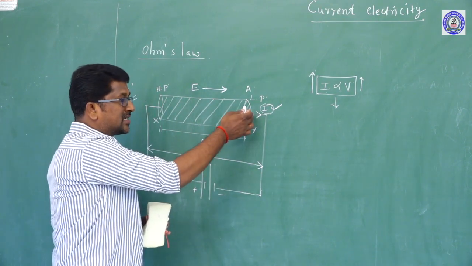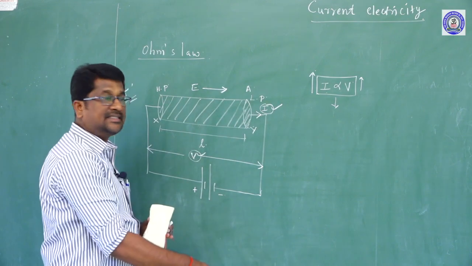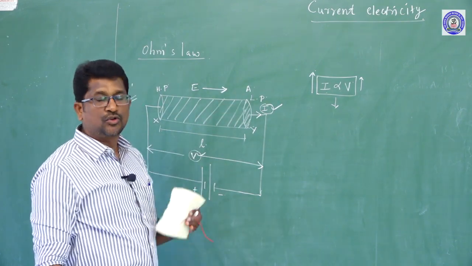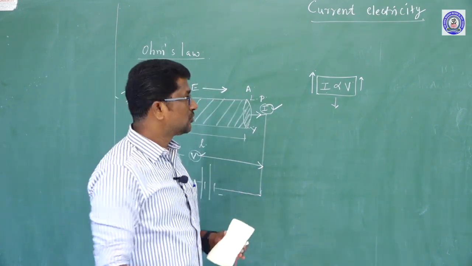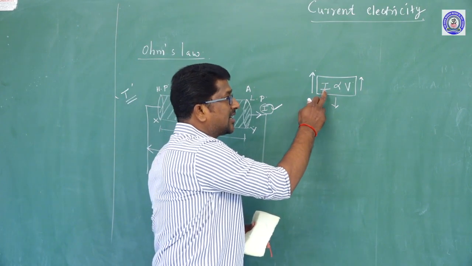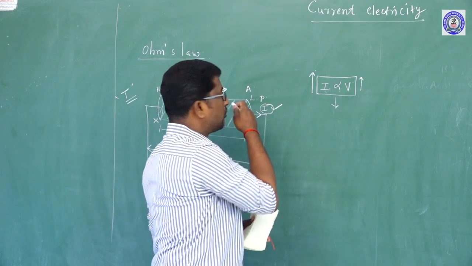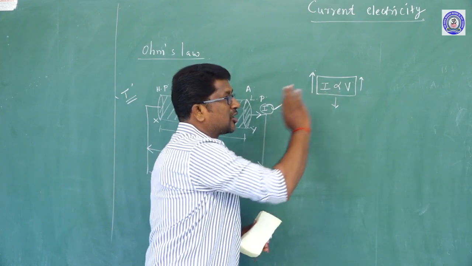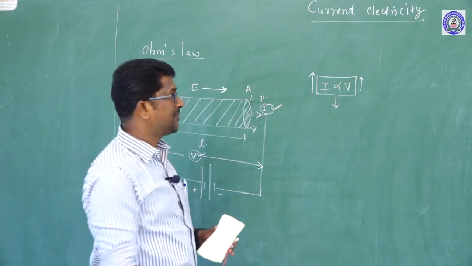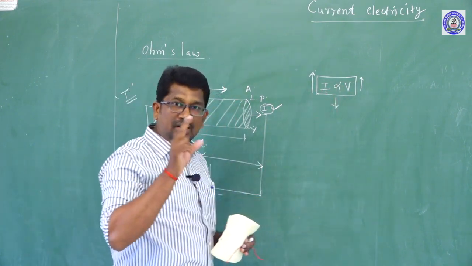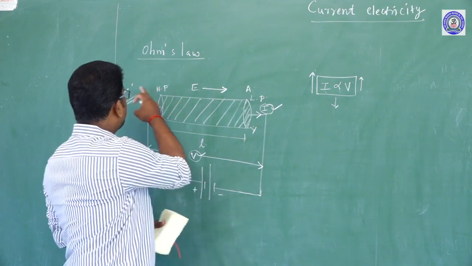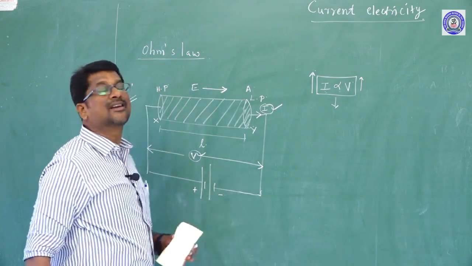If the potential difference applied between the ends is decreased, the magnitude of electric current flowing through the metallic wire also decreases. So, that is why the magnitude of current flowing through the metallic wire is directly proportional to potential difference, right. This condition is only applicable if the temperature of the metallic wire is constant.